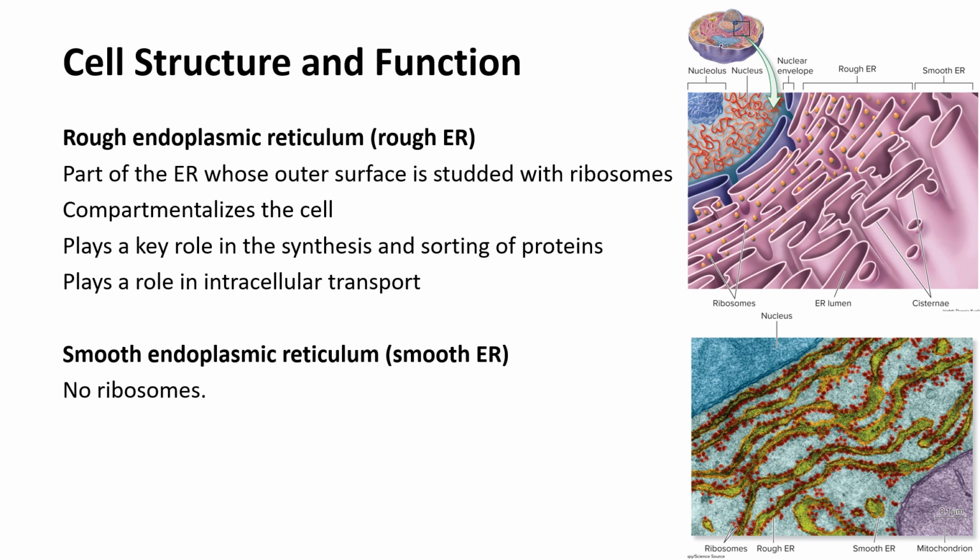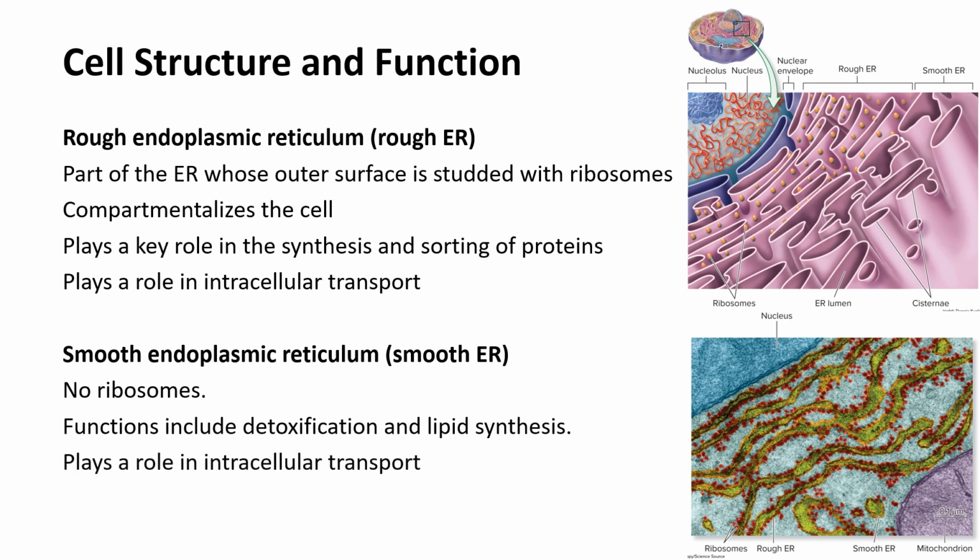Now, the smooth endoplasmic reticulum appears smooth because it lacks ribosomes. There are no ribosomes studding its surface. It has some different functions. Because there are no ribosomes, there are no proteins being made. So the functions of the smooth endoplasmic reticulum are a little bit different. It includes the detoxification of certain chemicals, as well as the synthesis or making of lipids. It also plays a key role in intracellular transport.